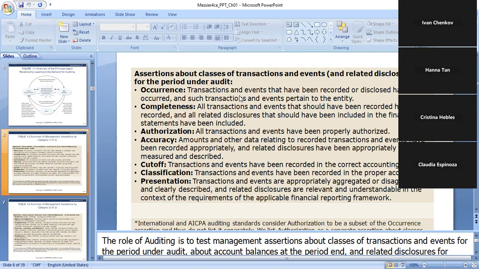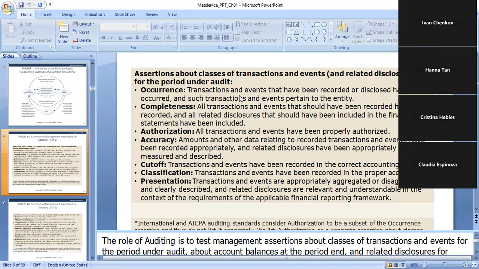Completeness: if the transaction event that should have been recorded has actually been recorded. So first we're checking, did this actually happen? Second, if it happened, has it been recorded? And obviously, disclosures should be included in all the financial statements.